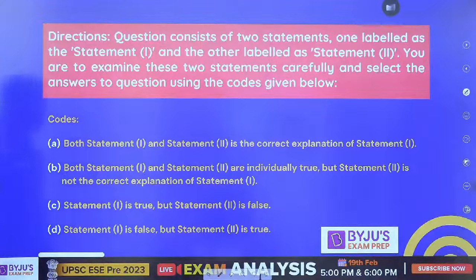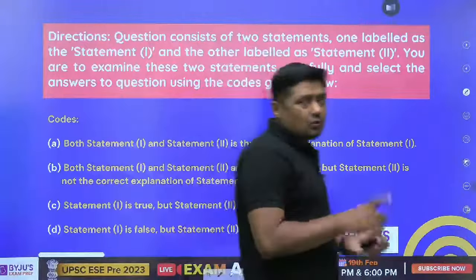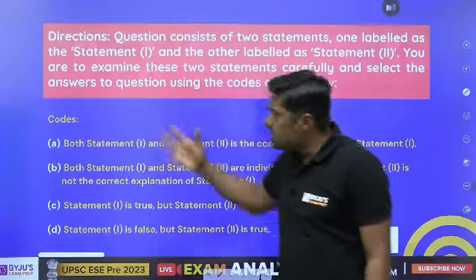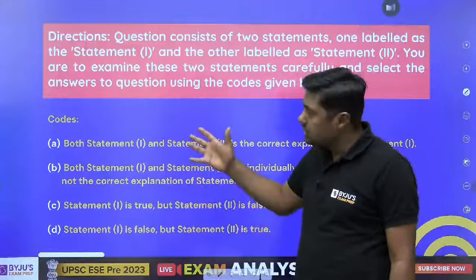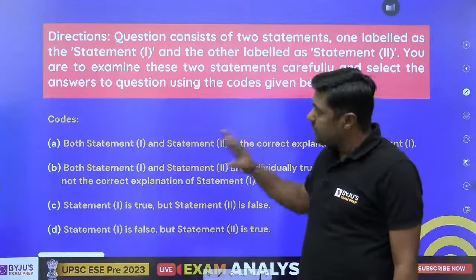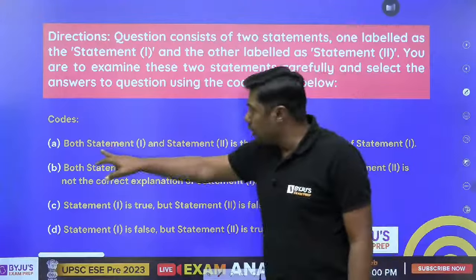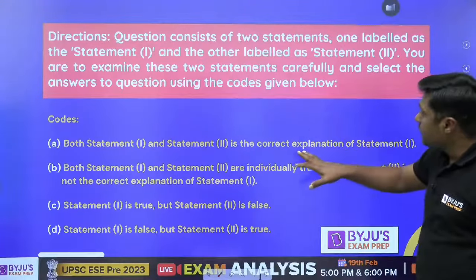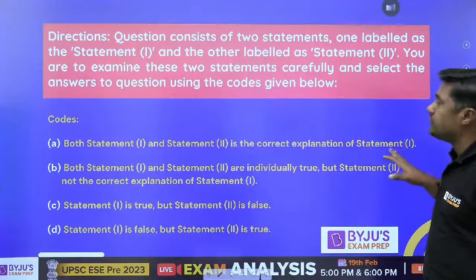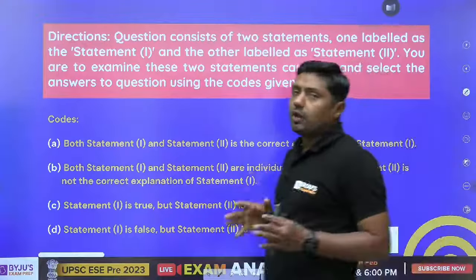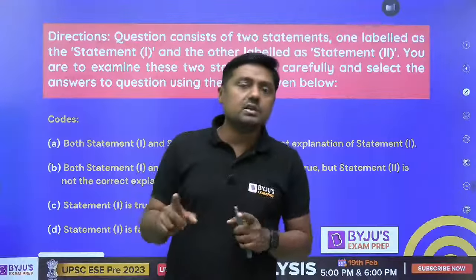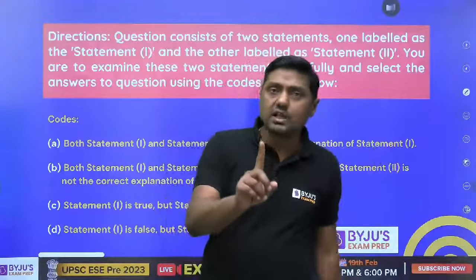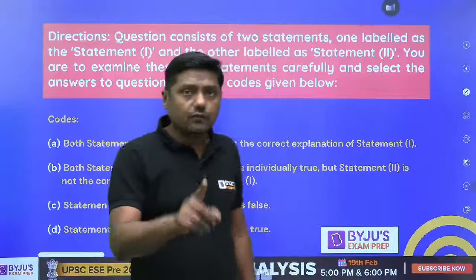Now we have the four options. What is the first option? Right, but don't try to mug this up. First of all, read the question carefully. They may change the options. Read the question carefully. What are the options there? But normally that is the option: both the statements 1 and 2 are correct, and the second one is the correct explanation of the first one. That is the A option. But read the question carefully during the exam.